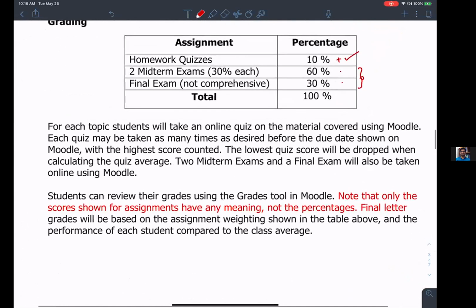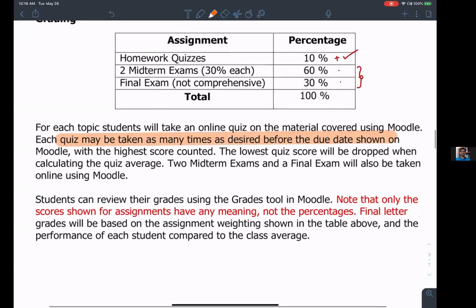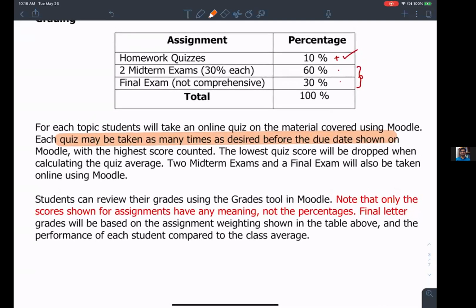So for each topic, students will take an online quiz on the material covered in the class, and this is using Moodle. Each quiz, ungraded, can be taken as many times as you want, and only the highest is counted. When I say quiz, I mean homework and quiz. I use these 2 terms interchangeably.